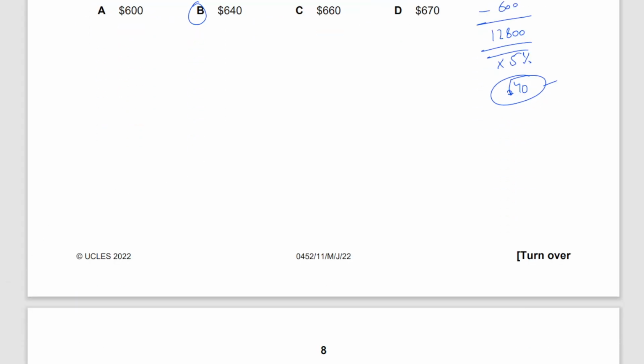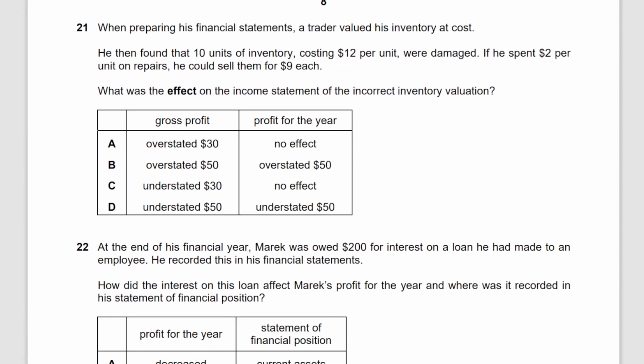All right, let's continue. Question 21. When preparing his financial statements, the trader valued his inventory at cost. He then found that 10 units of inventory costing $12 per unit were damaged. If he spent $2 per unit on repairs, he could sell them for $9.